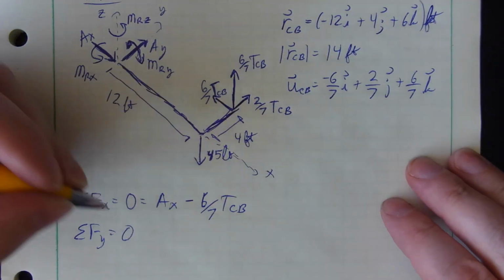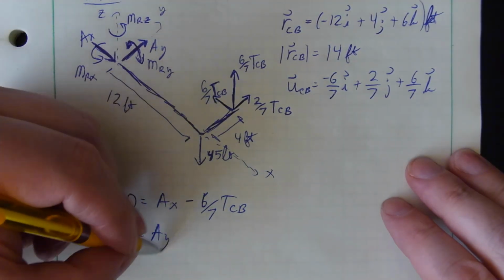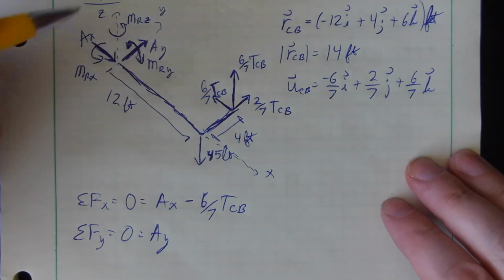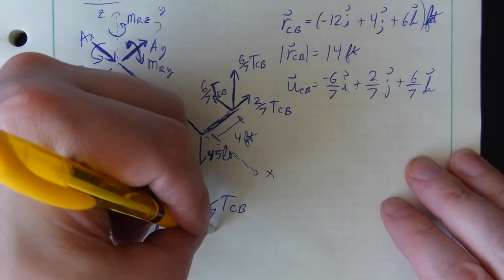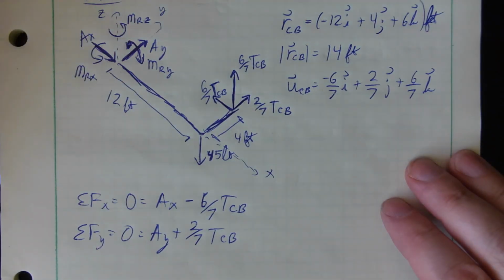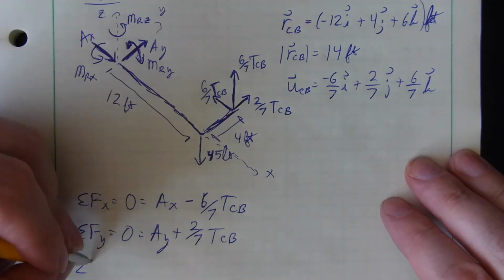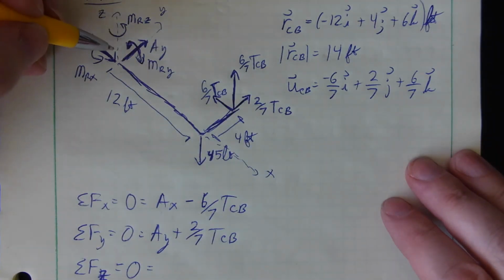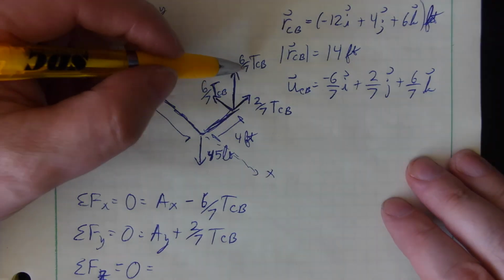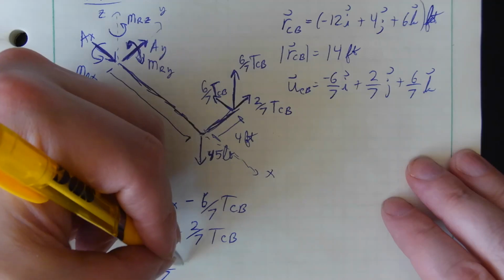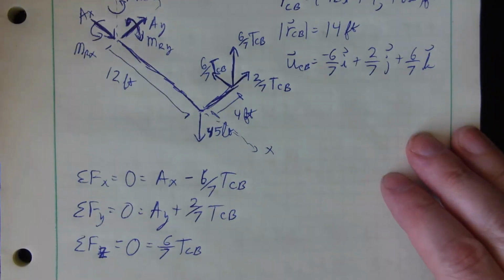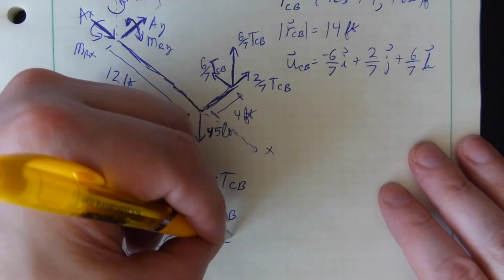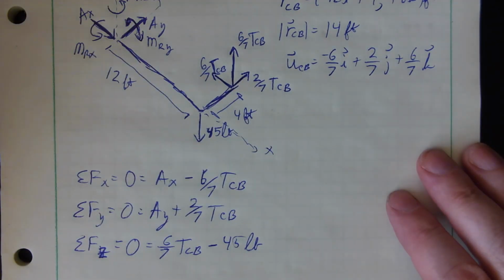Sum of forces in the y direction equal to 0. AY is, I've drawn it positive, and I've also got positive y component of this tension, so plus 2/7 TCB. And then sum of forces in the z direction equal to 0. I don't have anything here, but I do have 6/7, so positive 6/7 of that tension. So some of that tension is in the positive z direction, 6/7 of it to be exact. And then in the negative z direction, I've got a force right here, minus 45 pounds. Okay.